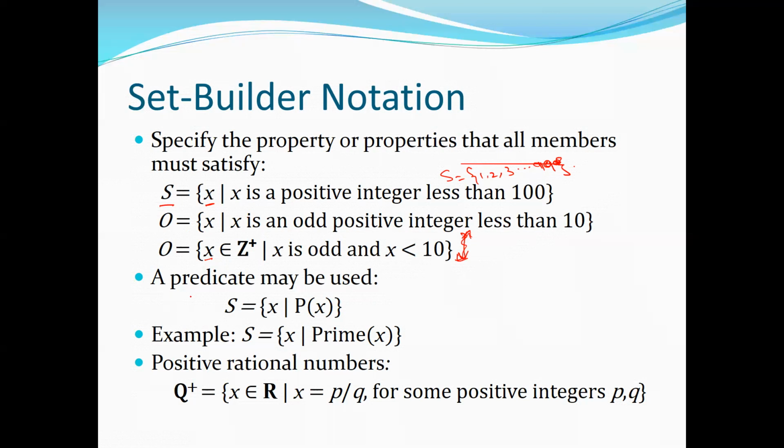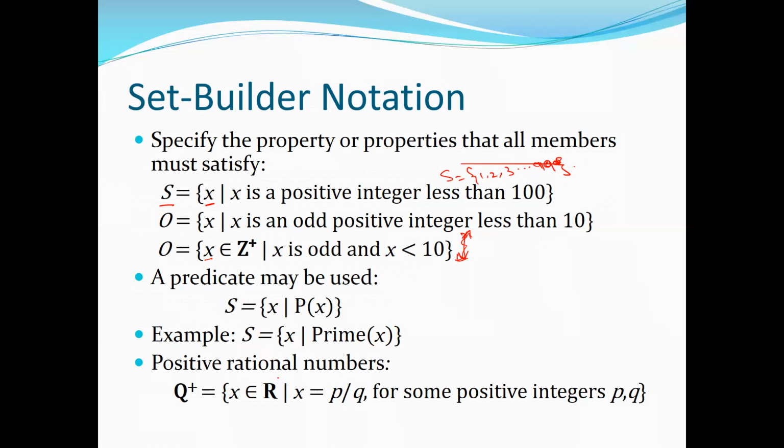A predicate may be used as well in the set builder notation. Instead of writing this whole sentence, we can use the predicate. How? S is equal to X such that P of X, and then we have to say what this P of X means. For example, S is equal to X such that prime of X. What does that mean? The set of all prime numbers, right? This is equivalent to writing X such that X is a member of the prime numbers.